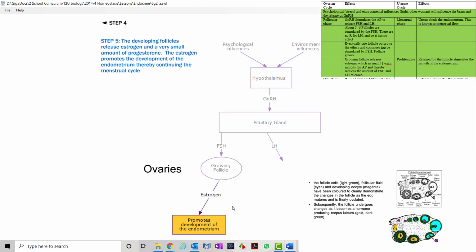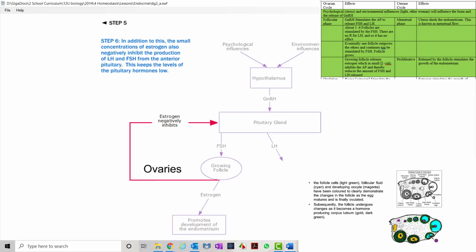It will release a hormone, estrogen, and estrogen will go over to the uterus and cause the uterus to develop blood vessels and tissue on the inside. So that's called the endometrium. So the endometrium inside the uterus is stimulated by the growing follicle, which releases estrogen.